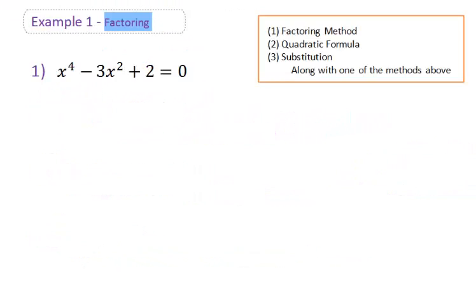Now, in my first example here, x to the fourth minus 3x squared plus 2 equals 0, I'm going to solve it using all three of these methods. However, in my other examples, I will probably just pick one and walk you through all of the steps, but I will also give you a quick glance of how to use the other methods as well. So the first thing I'm going to do with this one is solve it using the factoring method.